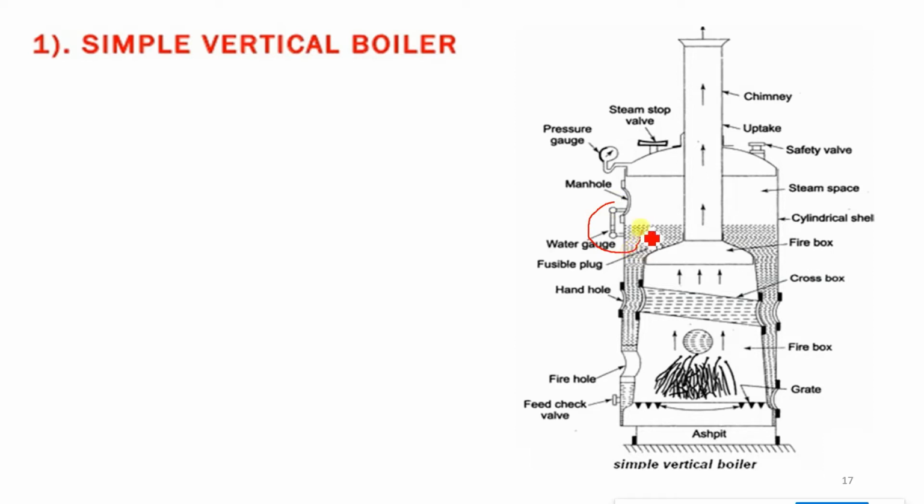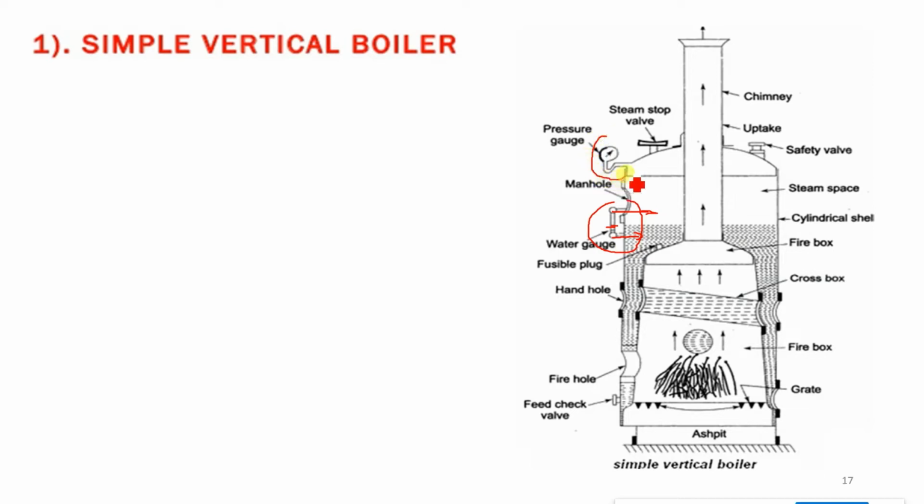In the water level indicator, you can see one end is in the steam space and the second is in the water space. So it shows us the level of water. The operator checks the level of water in the boiler with the help of the water level indicator. It is very important. If it is not there, the operator cannot check the water level in the boiler. If the level falls predominantly, then bursting of the boiler can happen.